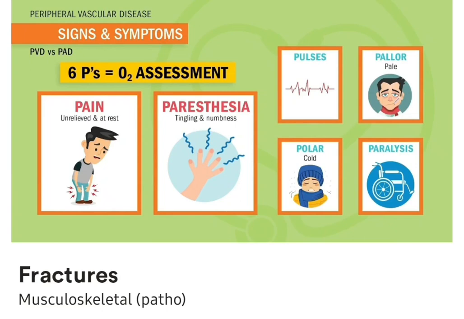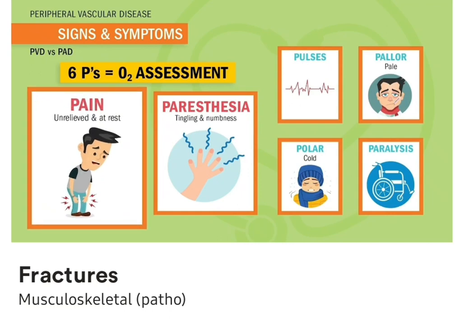So write this down. The 2 most important P's that will be on your test and usually always come up in prioritization questions. Number 1 is pain, but guys, not any kind of pain. Unrelieved pain at rest. Big key word right there. When claudication is unrelieved at rest, this means PAD has moved into the most severe stages.